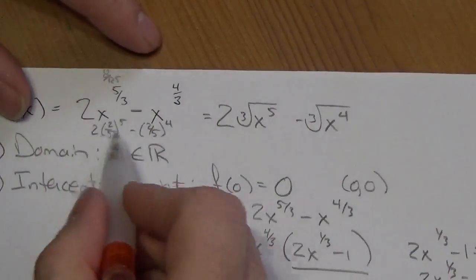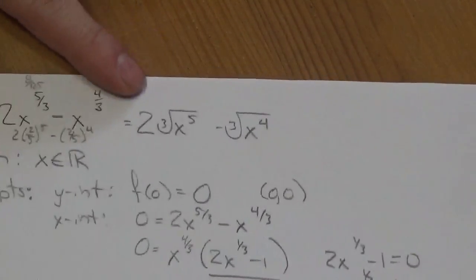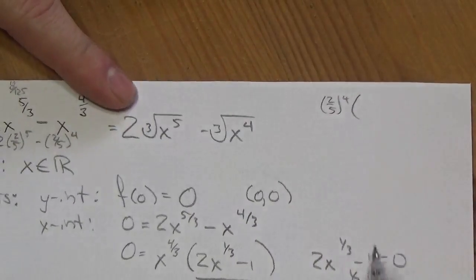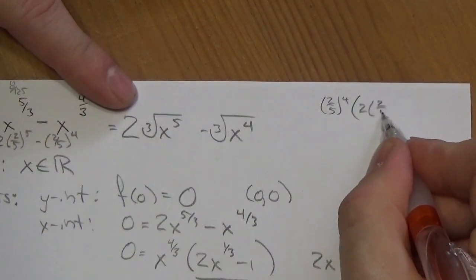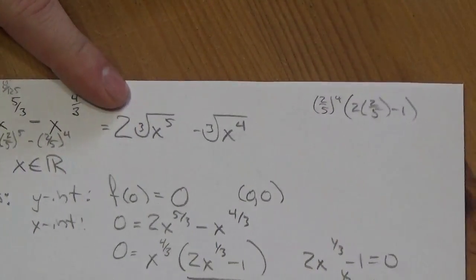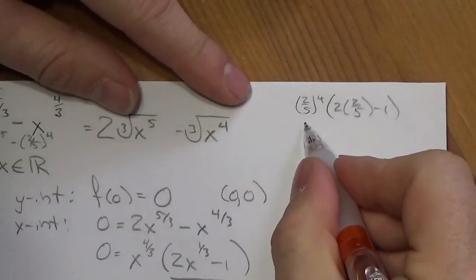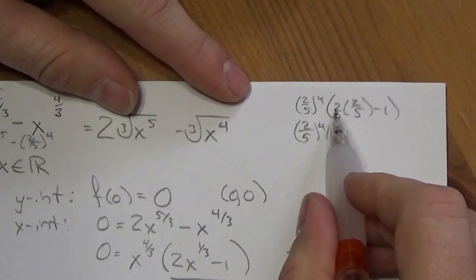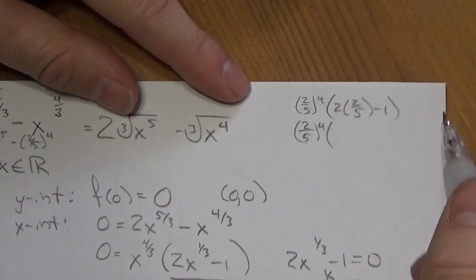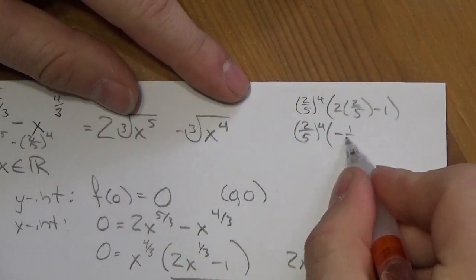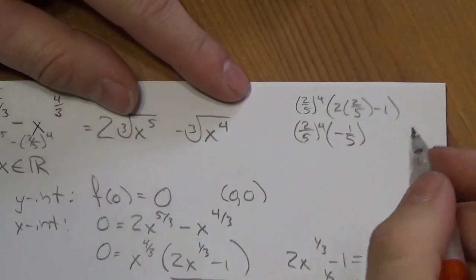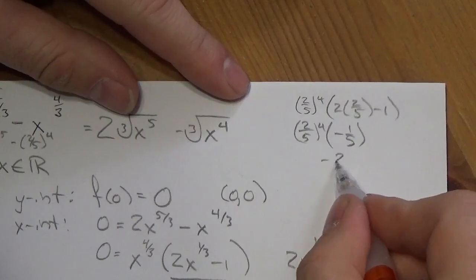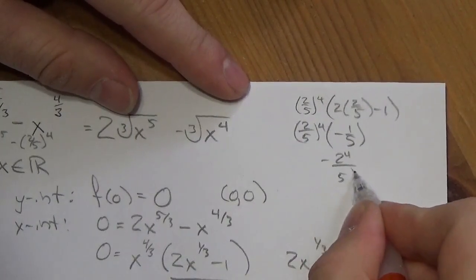We can factor out 2/5 to the 4th there. Let's just do it over here. 2/5 to the 4th, and that is going to leave me with 2 multiplied by 2/5 minus 1. That is going to be 4/5 minus 1, which is going to be negative 1/5. So this is going to be negative 2 to the 4th over 5 to the 5th.